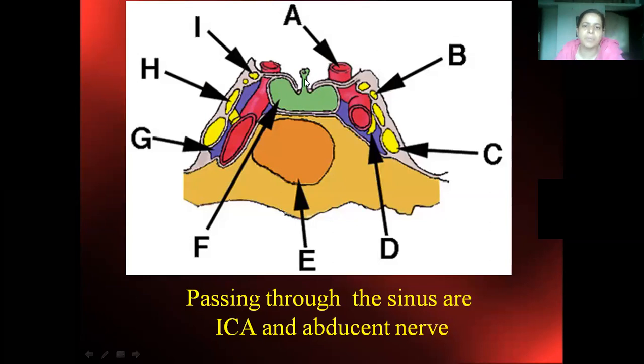This is the stalk of the pituitary gland. This is the sphenoidal air sinus. Blue in color is the cavernous sinus. Red in color is the internal carotid artery. You have these cranial nerves: third, fourth, 5-1, 5-2. Okay, oculomotor, trochlear, ophthalmic and maxillary divisions of trigeminal. Close to the internal carotid, we have the abducent nerve. Okay, so that is.